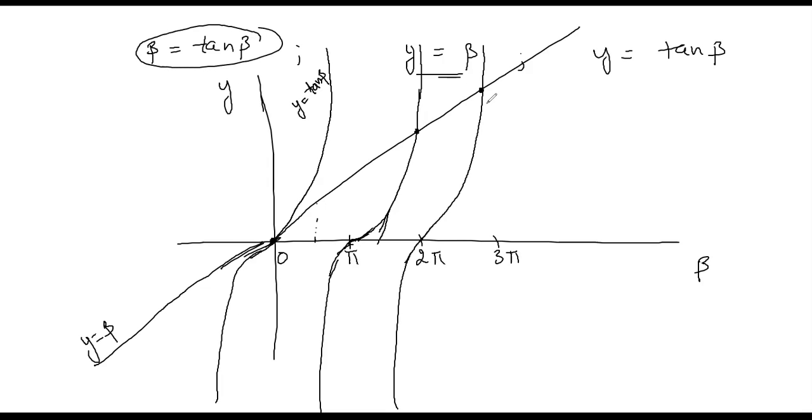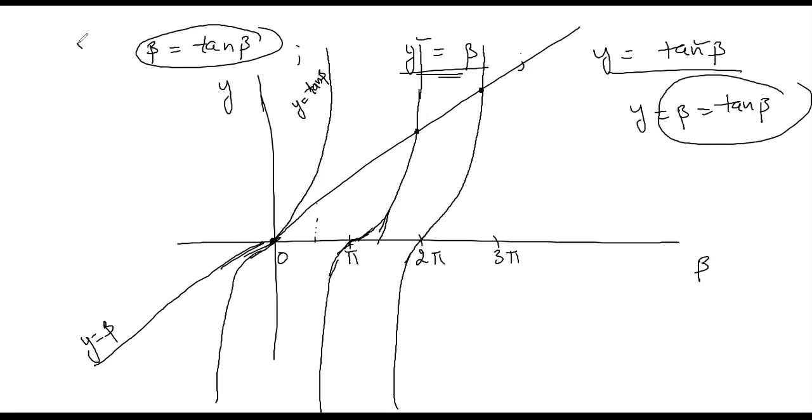Let me repeat that. You plotted these two graphs, which were simple graphs to plot, and wherever these two graphs intersect each other, that means at those points y is equal to beta and y is also equal to tangent beta, which basically means that this condition is being satisfied at these points.